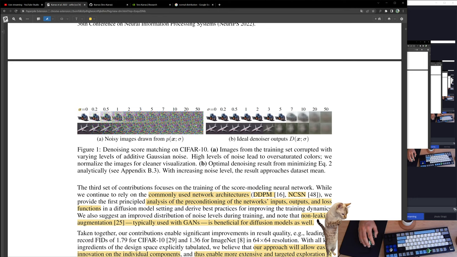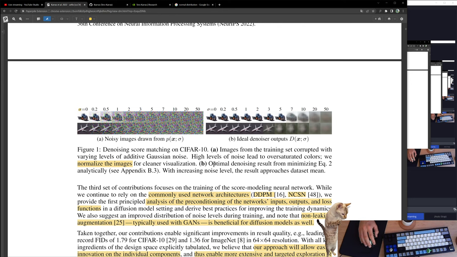This is just indistinguishable from a Gaussian distribution. High levels of noise lead to oversaturated colors. We normalize the images for a cleaner visualization. Yeah, so because the noise is additive, you keep adding the pixel values to each other. So you want to normalize the images so that they don't just all end up at RGB equals 255, 255, 255.